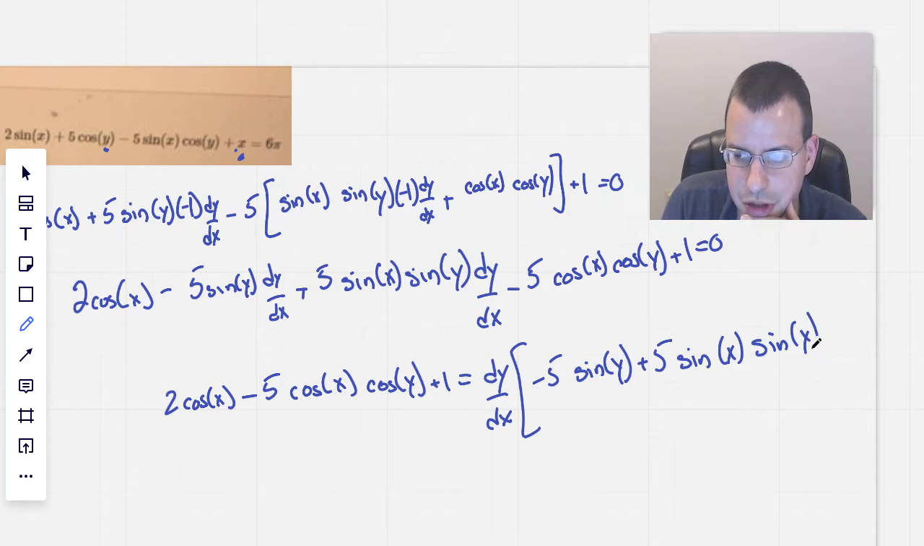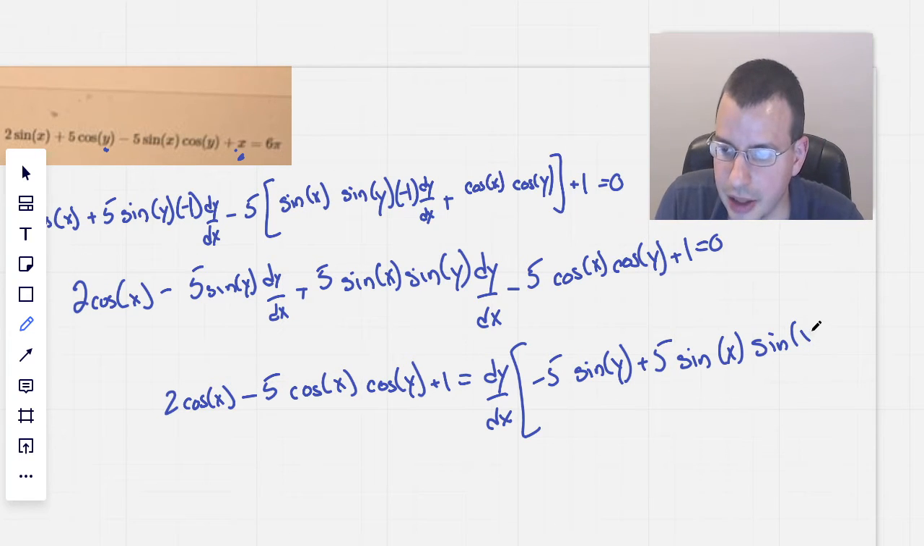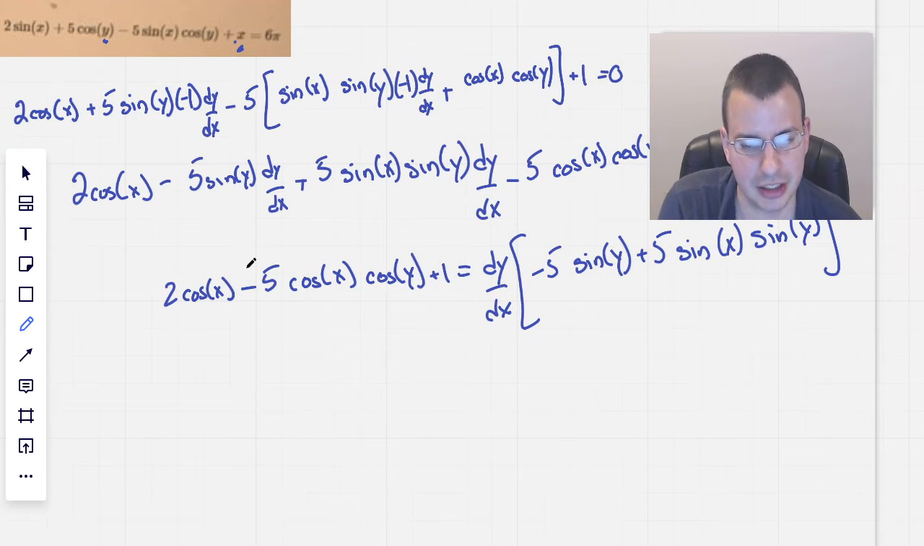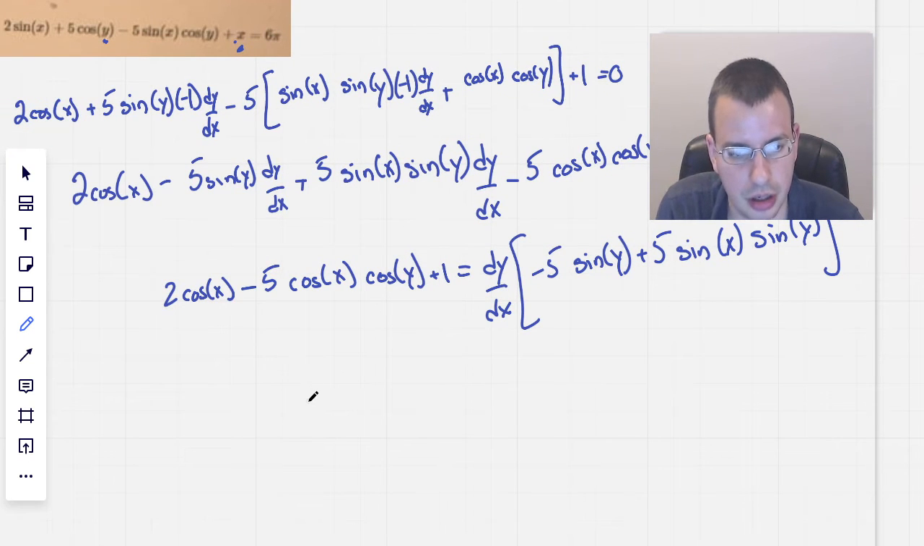Now here I'm just going to count terms, to make sure I didn't lose too many of them. We have 1, 2, 3, 4, 5. Here we have 1, 2, 3, 4, 5. Yep, seems reasonable enough. So now we can solve for dy dx, which will be the slope of our tangent line.